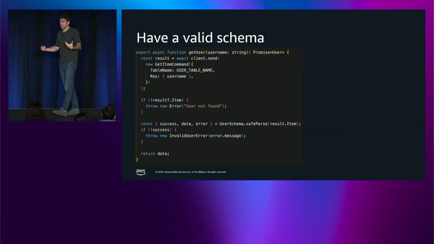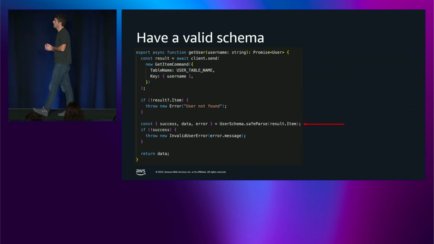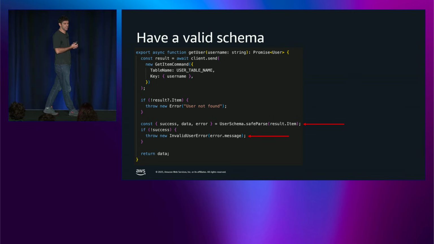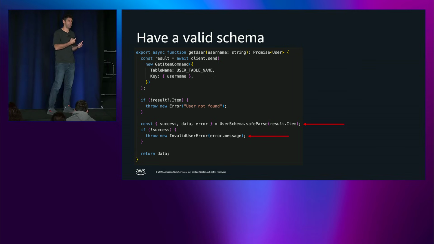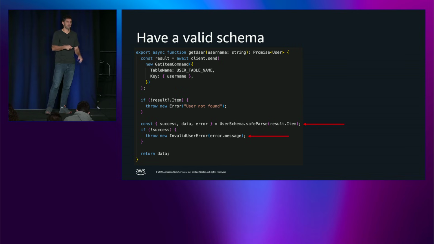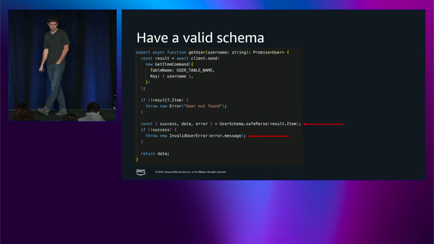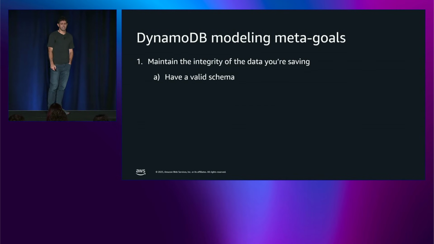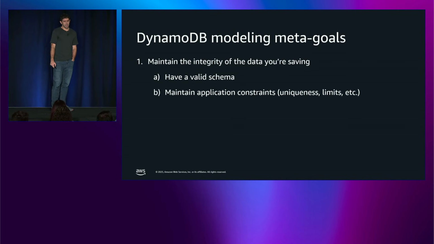Same thing if you're reading data back from Dynamo, you should parse that out, make sure that shape matches what you expect it to match, and if it doesn't, throw a hard error rather than limp along. You should understand, hey, I'm getting something back that I did not expect. Where did that issue happen? You don't want to keep corrupting your data worse and worse over time. So that's a big one. Hey, make sure you have a valid schema somewhere in your data.